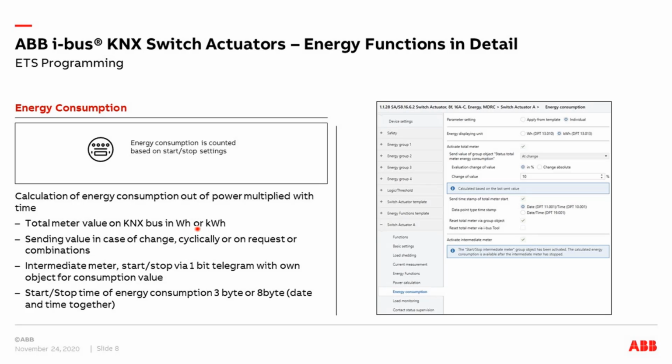It can be sent on the bus as values in watt hour or kilowatt hour. And when do you send it on the bus? In case of change, cyclically, but also on request with a dedicated group object to ask for the value. So we have a total meter available, counting all the time, but we also have a so-called intermediate meter available. So we can start with an additional object, an intermediate meter per output, to have the energy consumption at a certain period. And if you take the total meter, you also get the start time of this measurement, and this will be shown then with individual group objects.